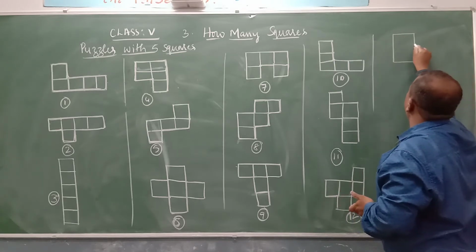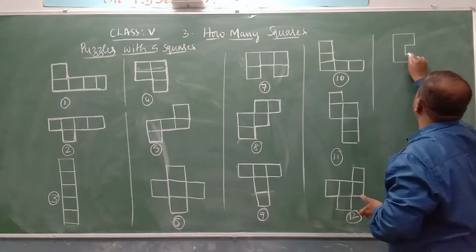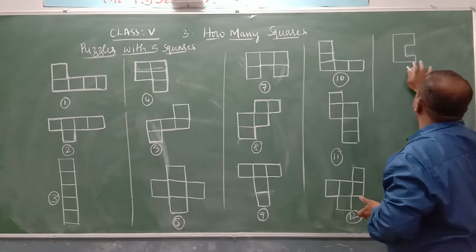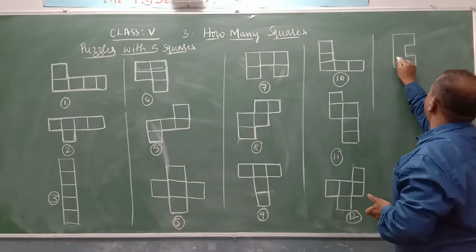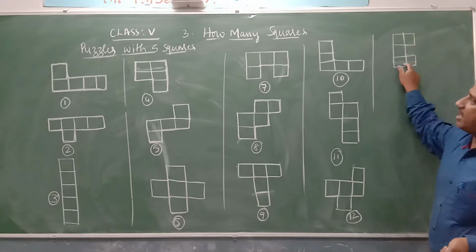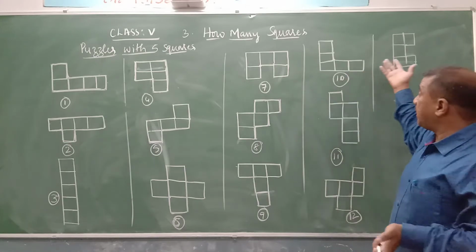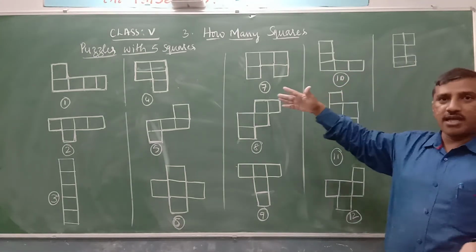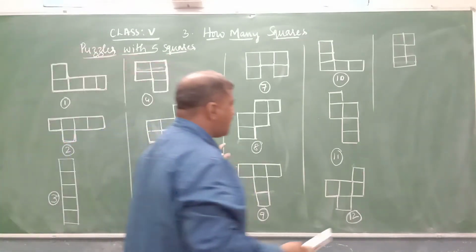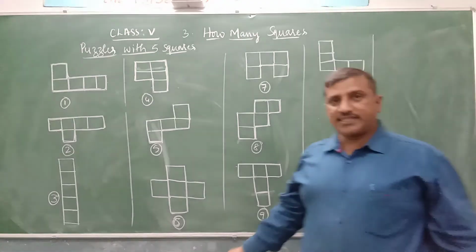Am I right or wrong? Yes. This is also the same shape. So when we tilt it, we get the same shape. You see this? This shape and shape number 7 are the same shapes. So you might have drawn these 2 shapes, but both are the same shape. So maximum we get 12 such shapes by using the 5 squares.